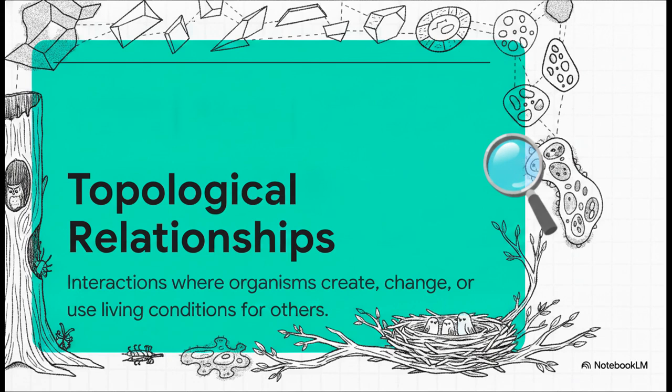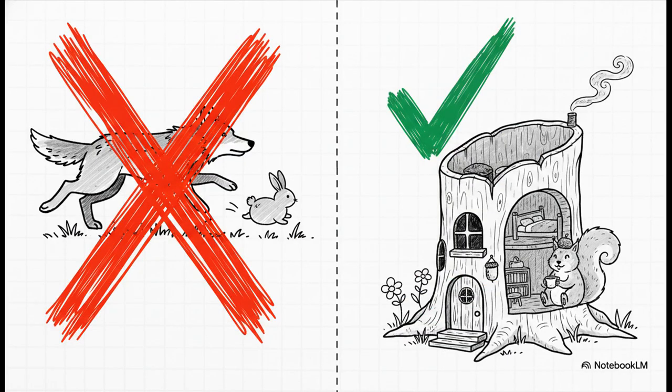And that brings us to what we're talking about today, a super fascinating type of connection in nature called topological relationships. Okay, I know, that sounds like a massive, complicated science term, but it's actually really simple once you break it down. The word topological comes from the ancient Greek word topos. And topos? It literally just means place. So these are interactions where one living thing creates, changes, or just provides a physical place or living condition for somebody else.